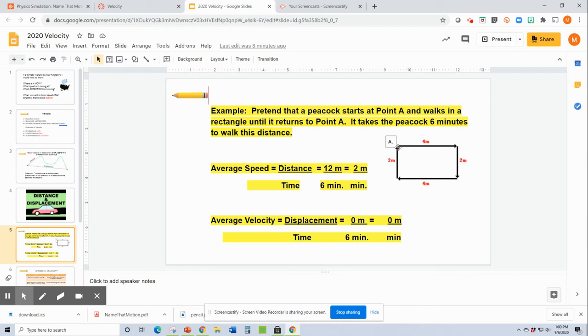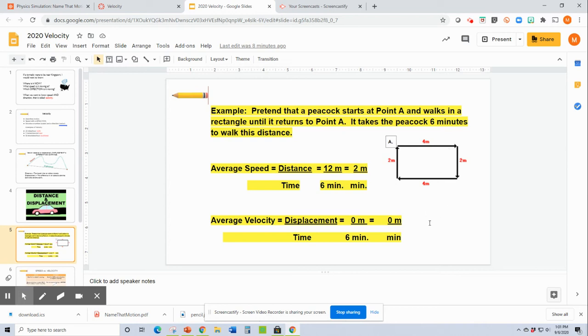All right. Well, if I wanted to figure out the average speed, which is the total distance divided by the total amount of time, I can do that. 4 plus 2 plus 4 plus 2 is 12 meters. That's the total distance. And the total amount of time, it says in the problem right here, was 6 minutes. 12 divided by 6 is 2. So the average speed of my peacock is 2 meters per minute. Okay, that's fine by me. I don't know. Maybe he's just eating food along the way.